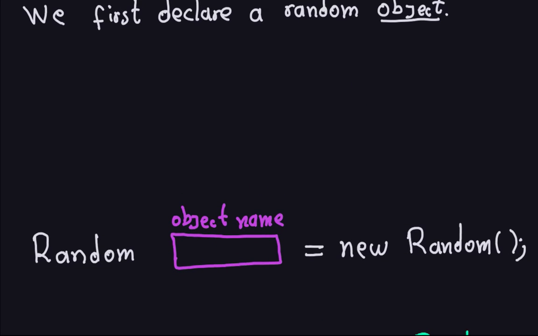You say Random with capital R. You put the name of the object here, whatever name you decide for your variable, for your object. Here you can do whatever you want as long as it follows the requirements of the Java language with respect to naming your variables. And then you say equal new, and then again the same thing, capital R Random parenthesis semicolon. So that will declare or create an object of the class Random. So once you do that, then with that object you will be able to produce the random things.